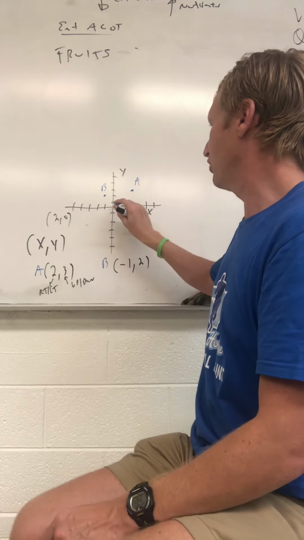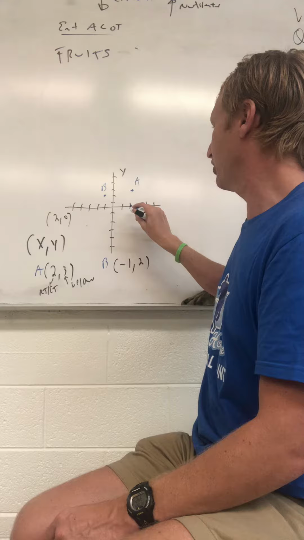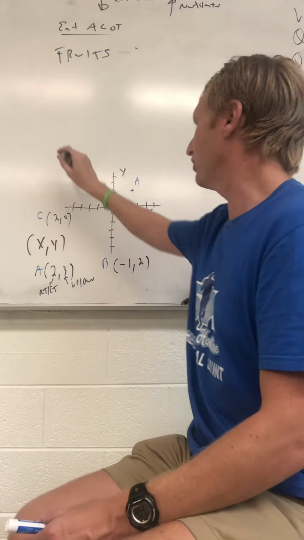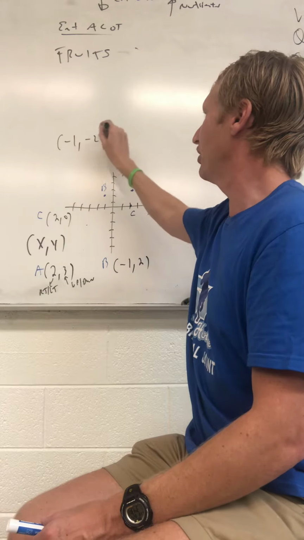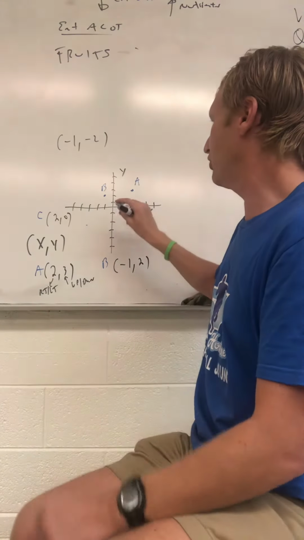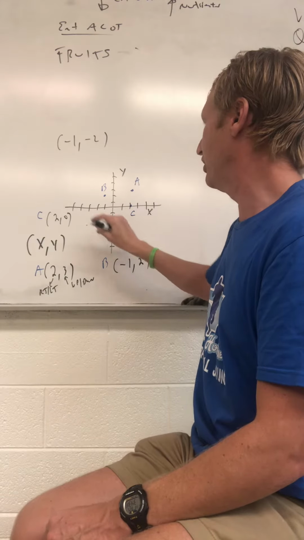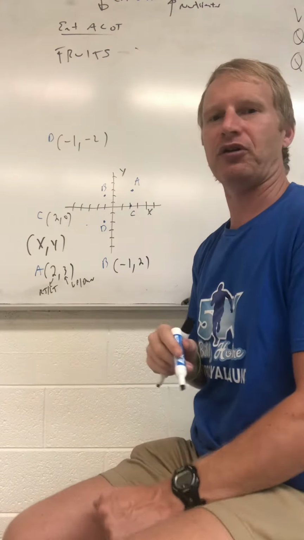Well, you're going to start at the origin. You go 2 to the right and 0 up, so we're going to call that point C. What happens when they're both negative? Let's do -1 comma -2. Okay, well, we start at the origin. We go 1 to the left and 2 down. And then that's going to be point D in this particular case.